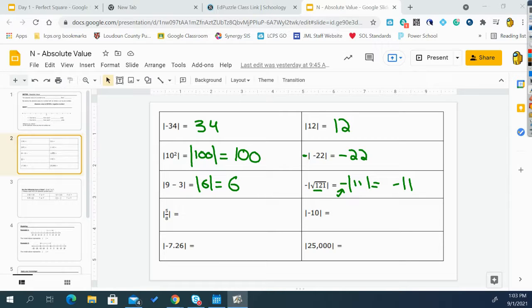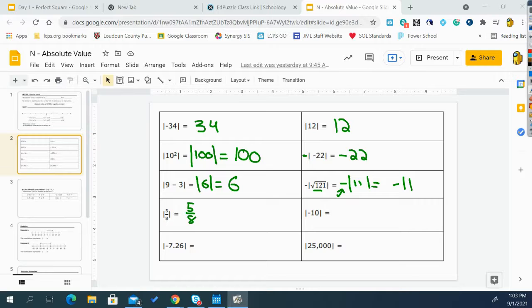Our next problem is a fraction, 5/8. Even though it's a fraction, it doesn't change anything. Remember, absolute value is just turning the numbers inside of it positive. Well, 5/8 is already positive, so the answer is simply 5/8. Nothing changed there. I want everyone to pause the video and try the absolute value of negative 10 on your own. What do you get?